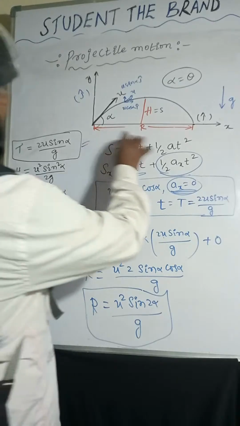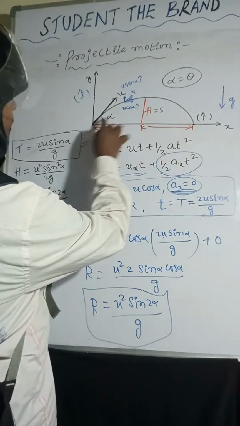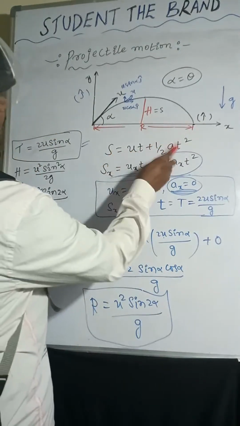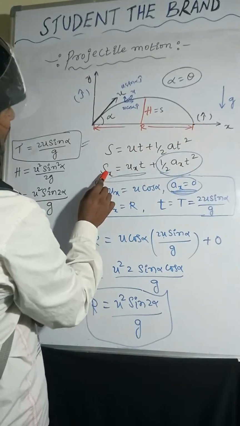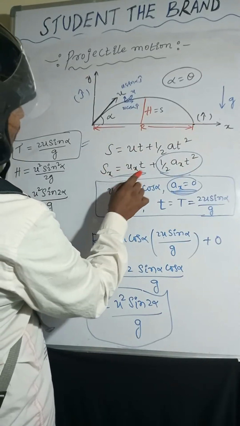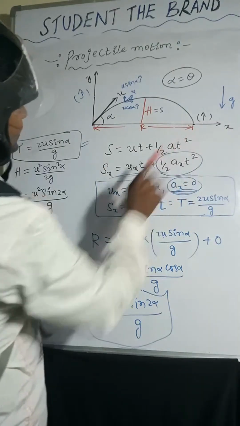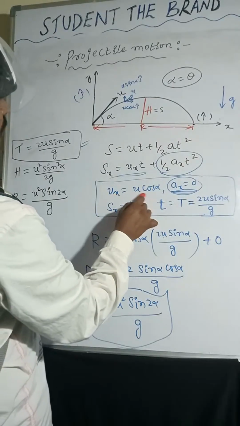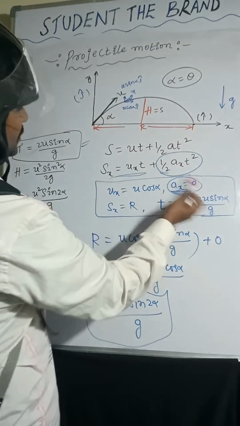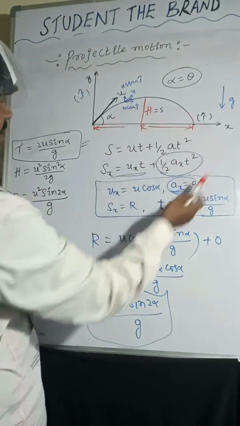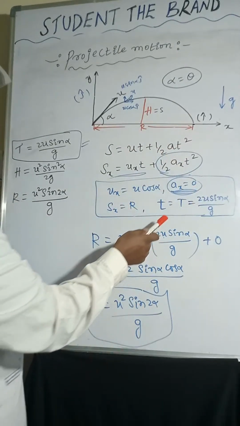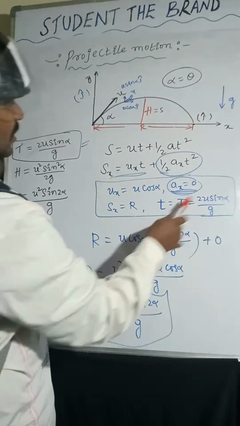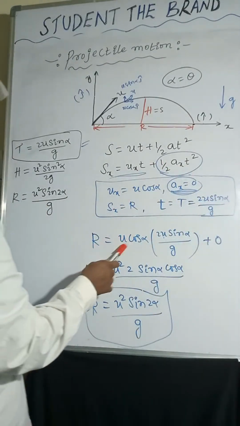So I am taking the range. This is the range from the point of projection until it reaches the ground. So s equal to ut plus half at square, along x-axis. So s equal to ux into t plus half into ax t square. This is the range, so that's why I am substituting r. ux equal to u cos alpha, the initial velocity, and ax equal to 0 because acceleration along x-axis is 0. And the time taken to fly in the air is the time of flight, 2u sin alpha by g.